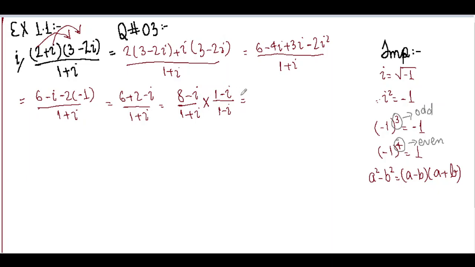So 8 minus iota into 1 minus iota, whole divided by 1 minus iota into 1 plus iota. In the denominator we can see it's forming the formula of a minus b into a plus b, but in the numerator we have to solve it. So the next step would be 8 into 1 minus iota. It's simple multiplication of two complex numbers. We have to multiply the real part first with the whole second complex number and then the imaginary part again with the whole of the second complex number, right?